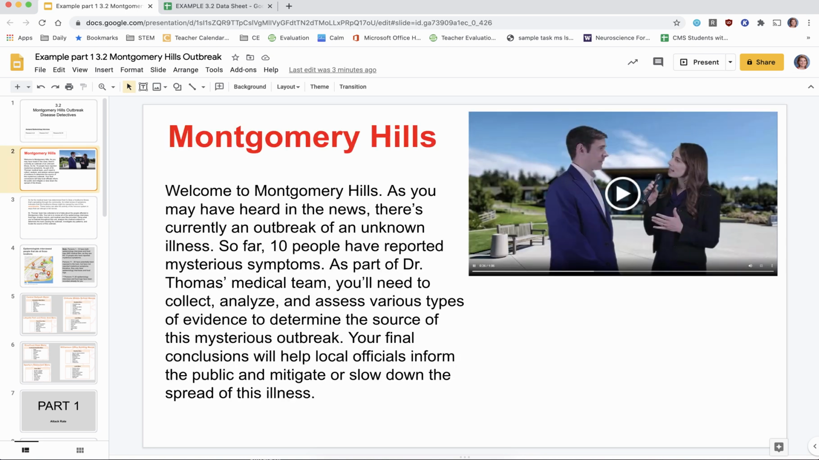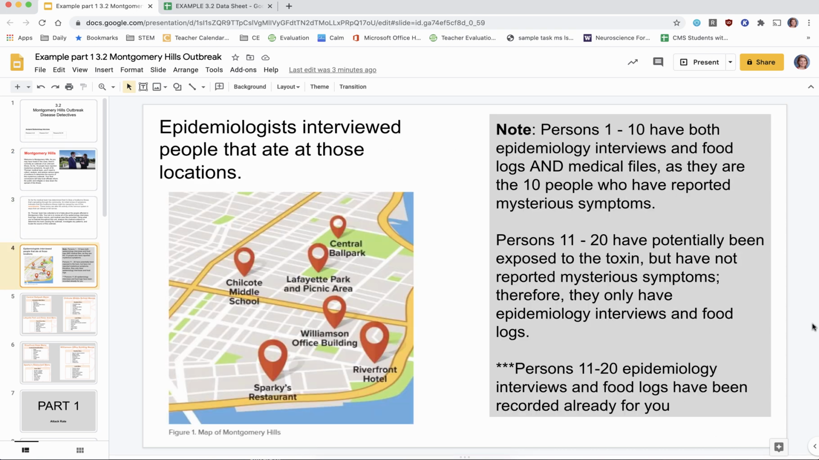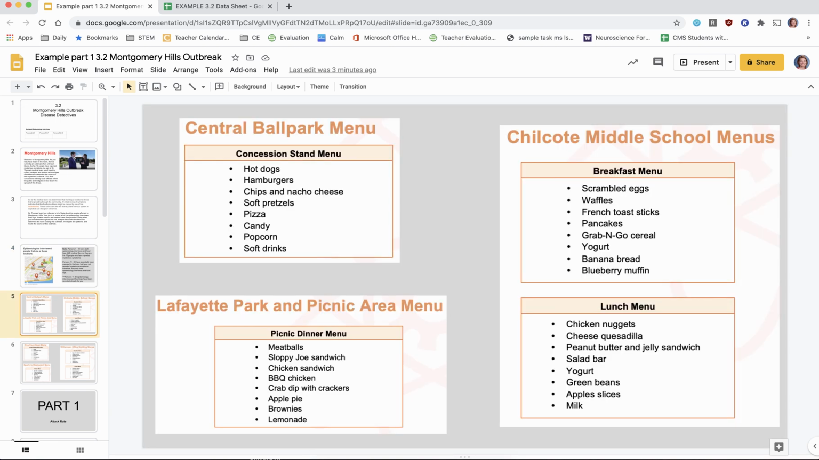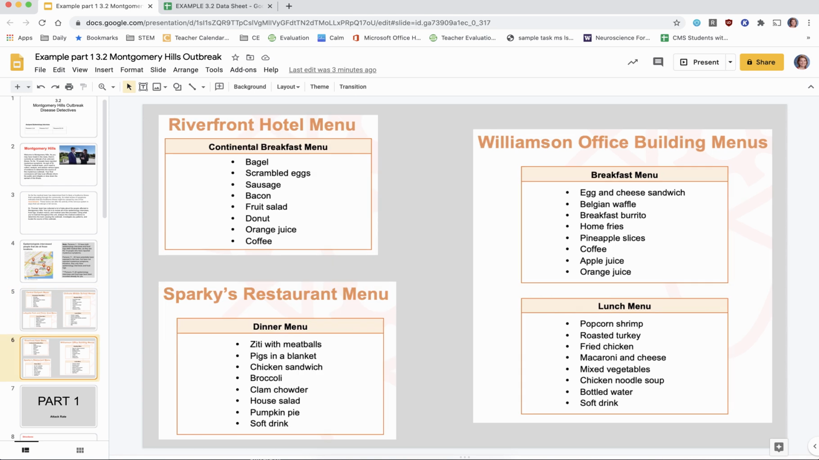So basically, you already read about Montgomery Hills, how there's this outbreak, and we know 10 people are sick, and they interviewed a list of 20, but I already did patient one with you, and I also put it in there. But then we also have persons 11 through 20. I recorded their information in the food log, so you guys didn't have as much to do. And so there's all these different places that these people ate. Before we figure out what neurotoxin it was, we've got to first figure out what food item caused it and where they got the food item. So that's where these food menus come into place.